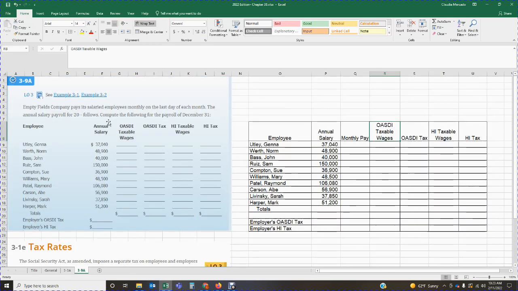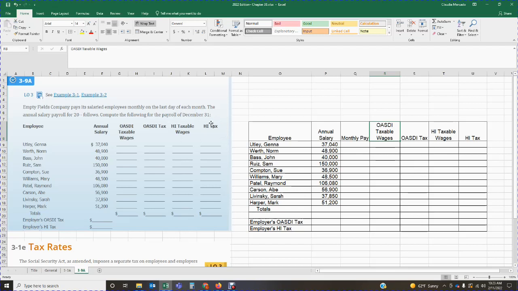So, we are provided with a whole bunch of information. It says Empty Fields Company pays its salaried employees monthly on the last day of each month. So, the employees are salaried and they get paid once a month. The annual salary payroll follows. They give you the annual payroll. We are to compute the following for the payroll of December the 31st. So, we are calculating the taxes for the last paycheck of the year.